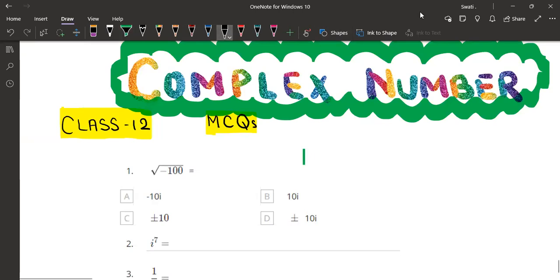So these questions are extremely important. I have collected all these questions, because I found them very important. So at least you should know these basic questions of complex number.